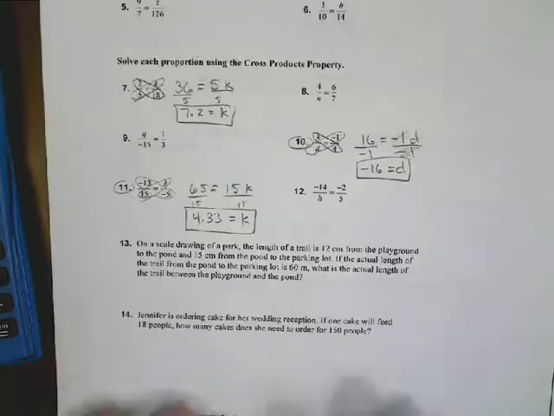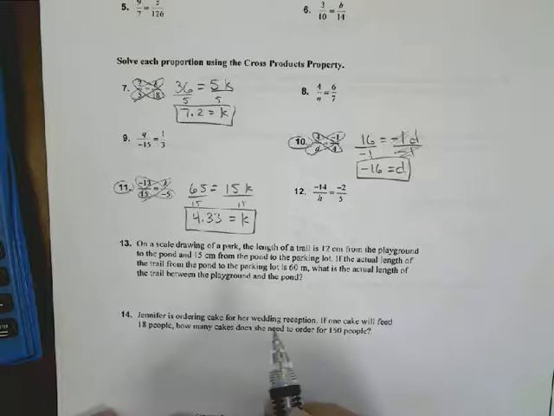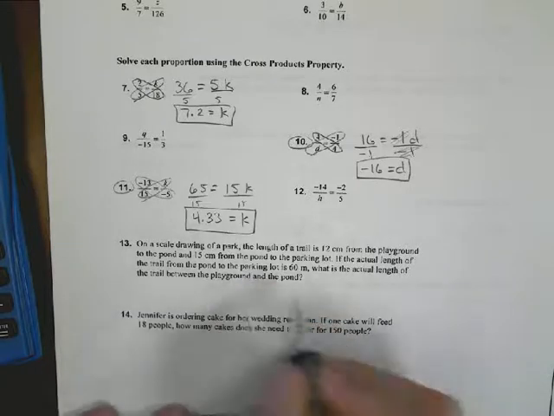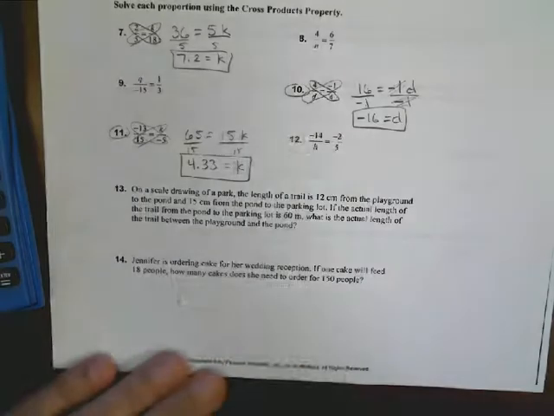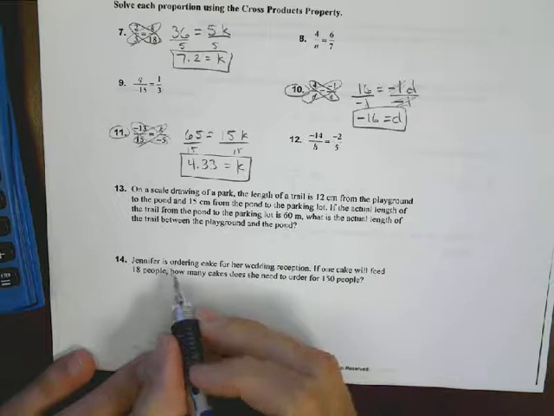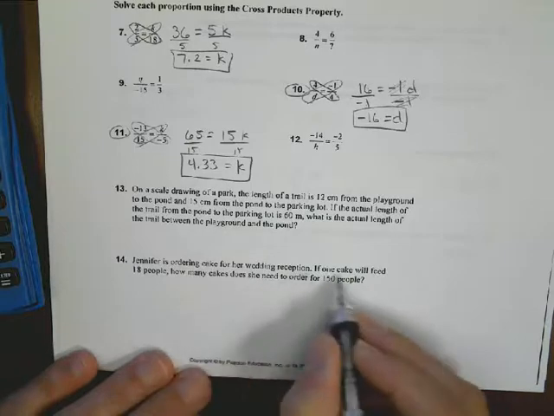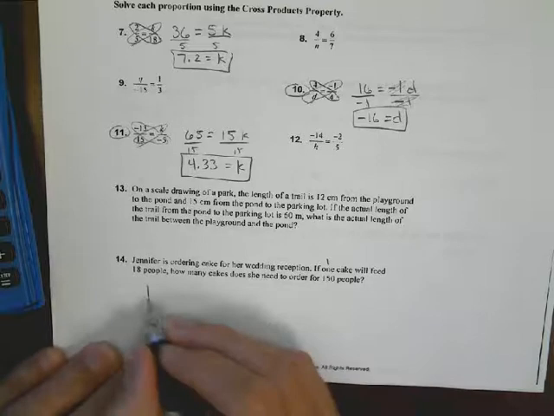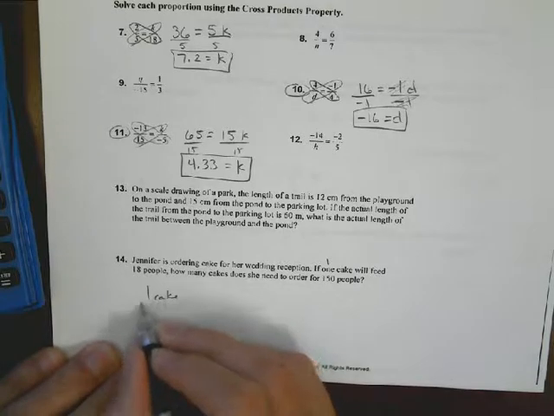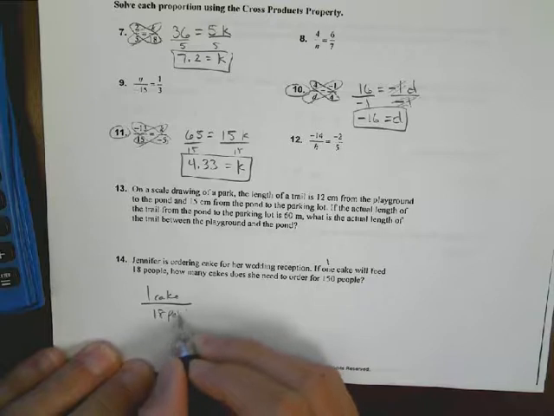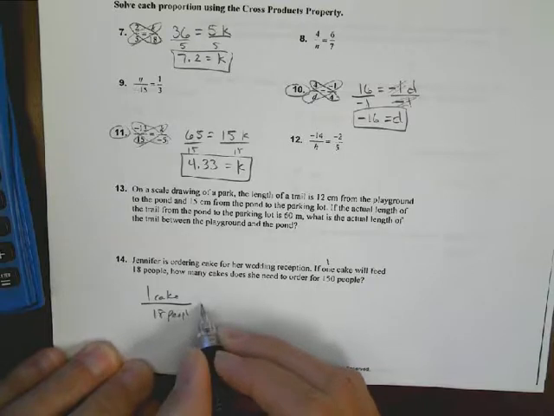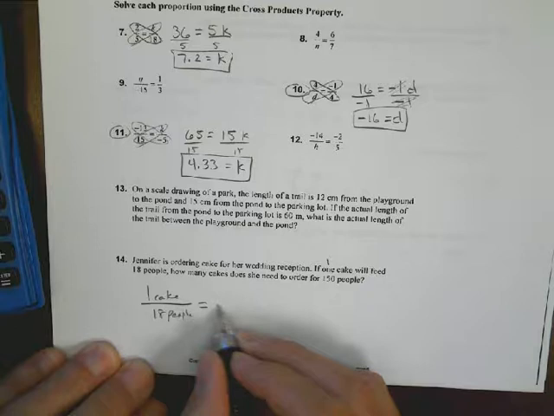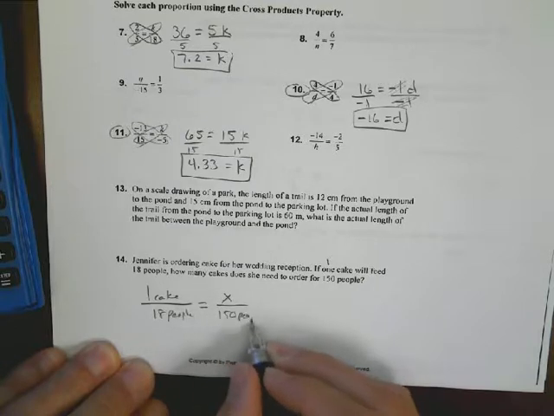When you come down to the next ones, these are some ratio or proportion problems as well. So we have to look at what's happening here in the story problem itself to figure out our solution. Let's look at number 14. It says Jennifer is ordering cake for her wedding reception. If one cake will feed 18 people, how many cakes does she need to order for 150 people? So this is x cakes for 150 people.